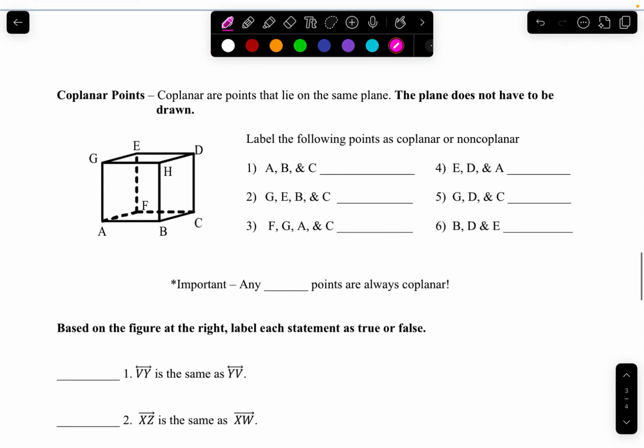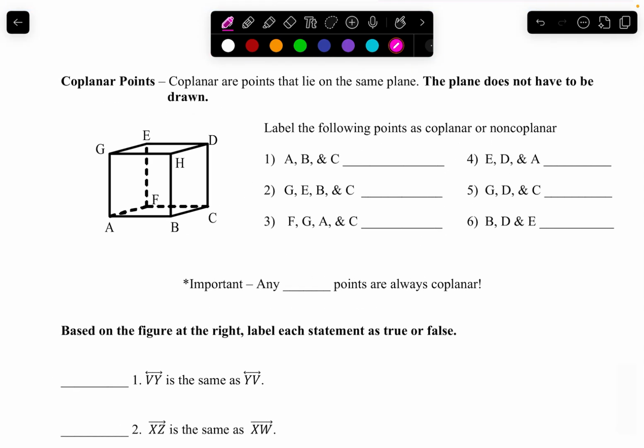All right, next we're going to move on to coplanar points, which are very similar to collinear points. Coplanar points are points that lie on the same plane. Remember that planes are infinite in their length. They're going to look like they have a border because visually we have to see some kind of border there, but they are actually infinite. The plane does not have to be drawn in order for us to say that points are coplanar or not. And remember, in order to name a plane, you only have to have 3 points. So I want you to think about that.